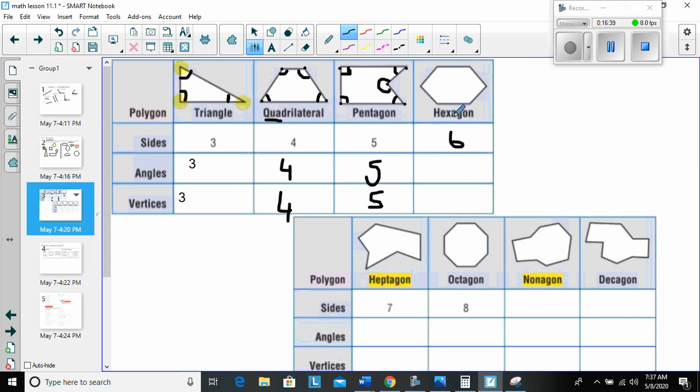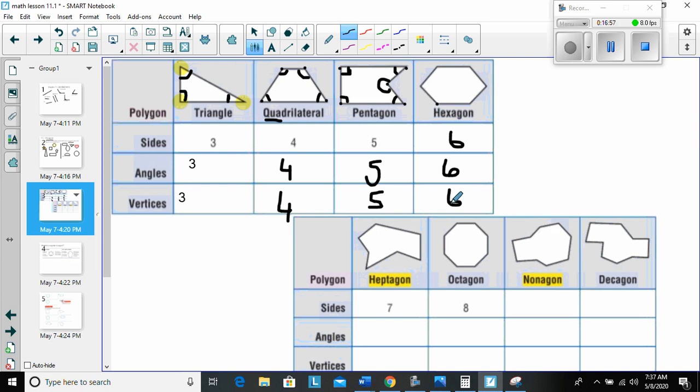Okay, and for the angles for a hexagon, we count them on the inside. This is this measurement here. 1, 2, 3, 4, 5, 6. So there's also 6 angles, and there are also 6 vertices as well. Okay, so those are hexagons.